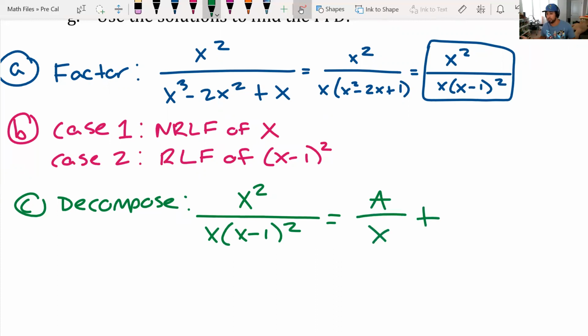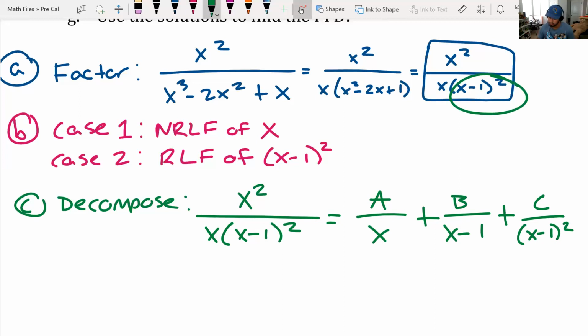There it is. Case 1 is done. Now we apply case 2. B over the first factor of x minus 1, and then plus C over the last repeated factor of x minus 1. Remember, that was x minus 1 squared, which means I should have 2 fractions right there. Okay. D, clear everything up.